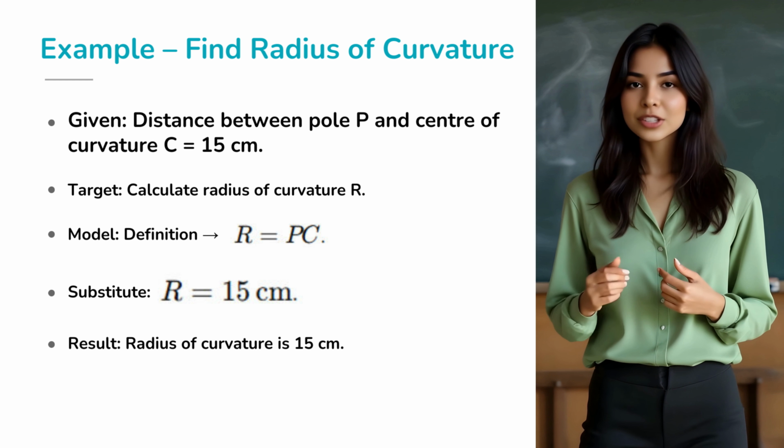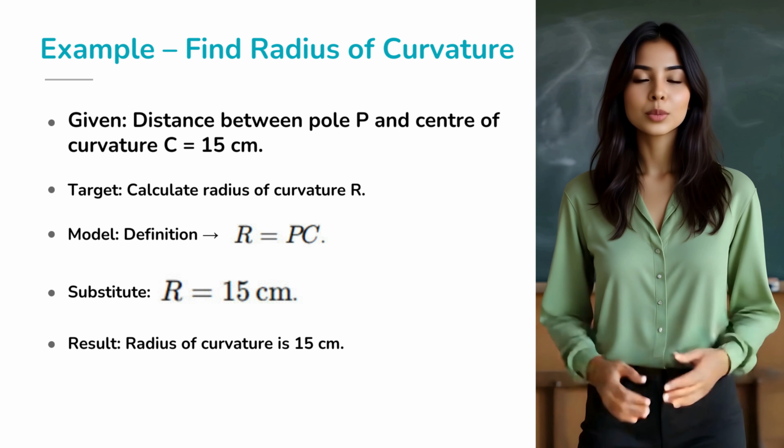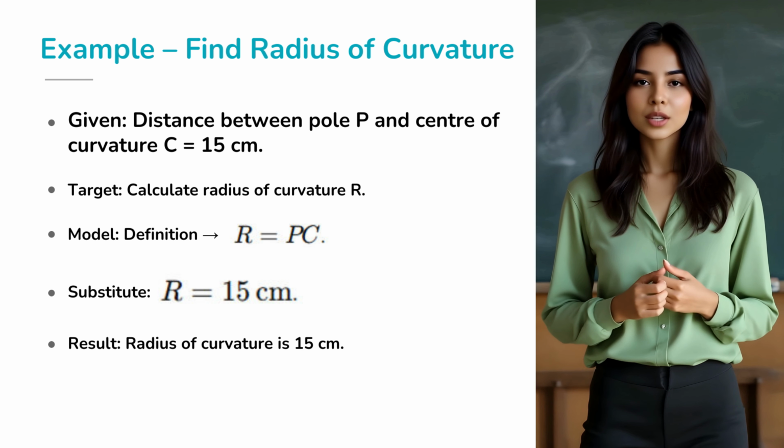Alright, let's test our understanding with a quick example. Suppose in a spherical mirror, the distance between the pole P and the center of curvature C is 15 centimeters. The question is, what is the radius of curvature? Step 1. Recall the definition. Radius of curvature R equals PC. Step 2. Substitute PC equals 15 centimeters. Step 3. Therefore, R equals 15 centimeters. That's it. Always remember, you measure R along the principal axis, never along the mirror's curve.